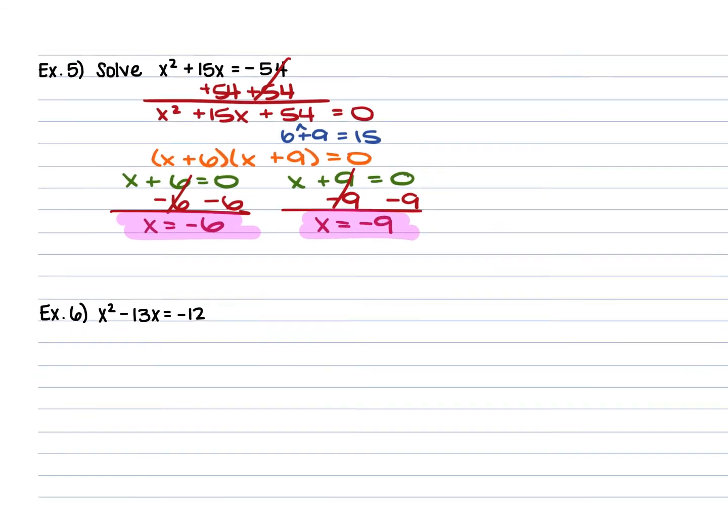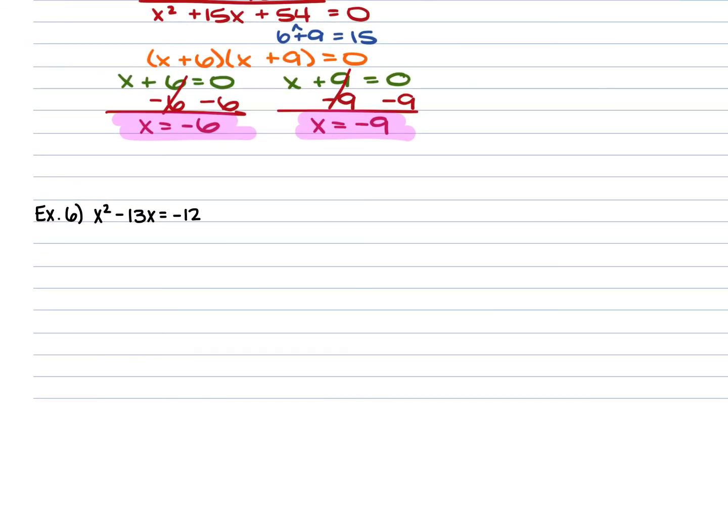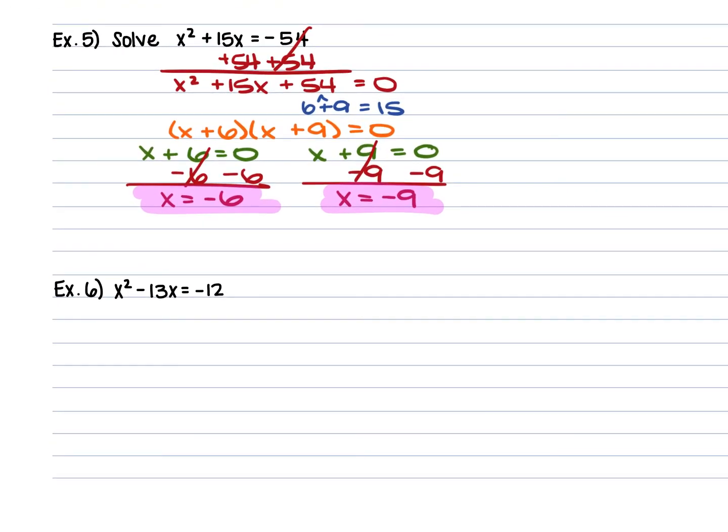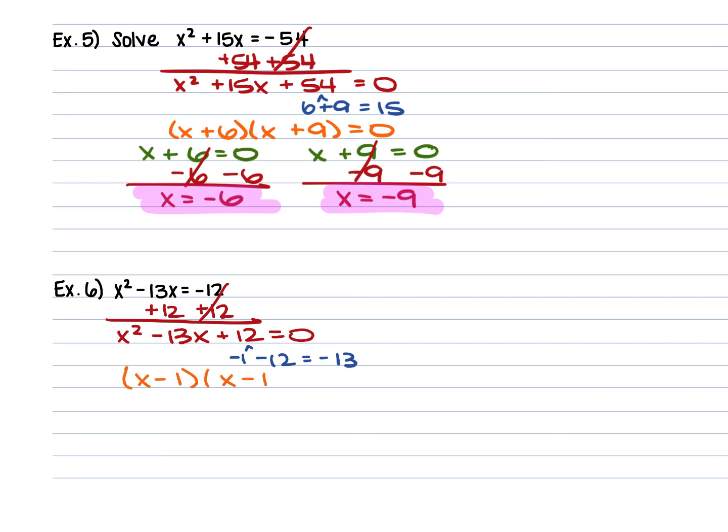For our last example, we have x squared minus 13x is equal to negative 12. We're going to move the 12 over by adding it to both sides. We get x squared minus 13x plus 12 is equal to 0. Find the factors of 12 that add up to be negative 13. We have negative 1 and negative 12. So this factors out to be x minus 1 times x minus 12 is equal to 0.